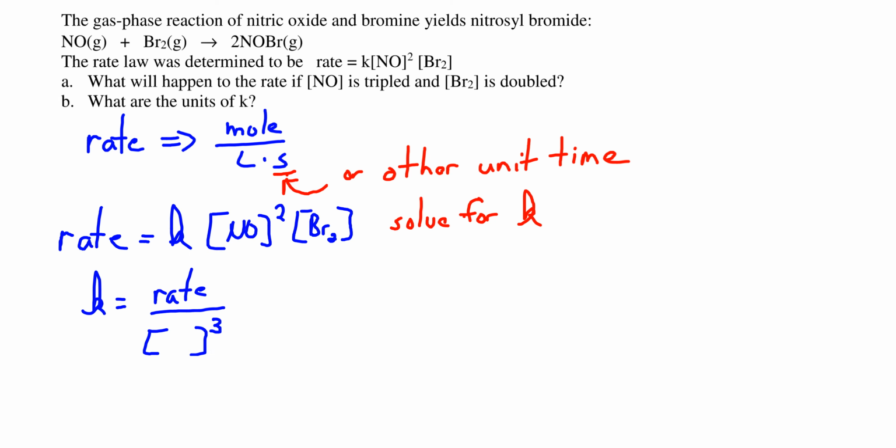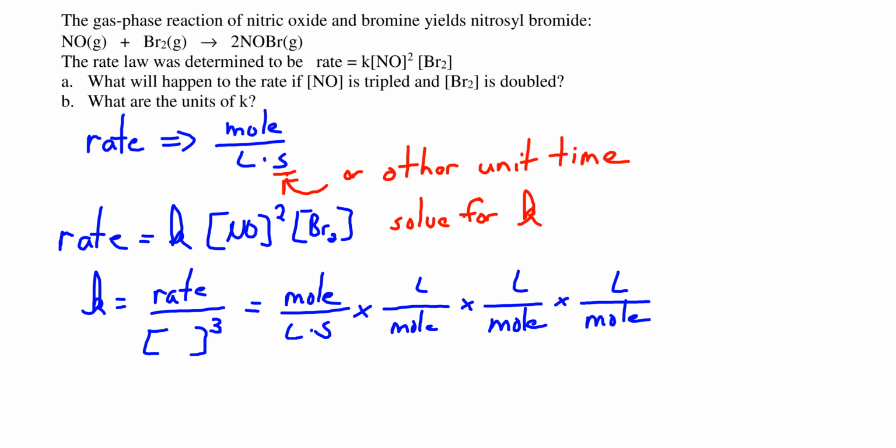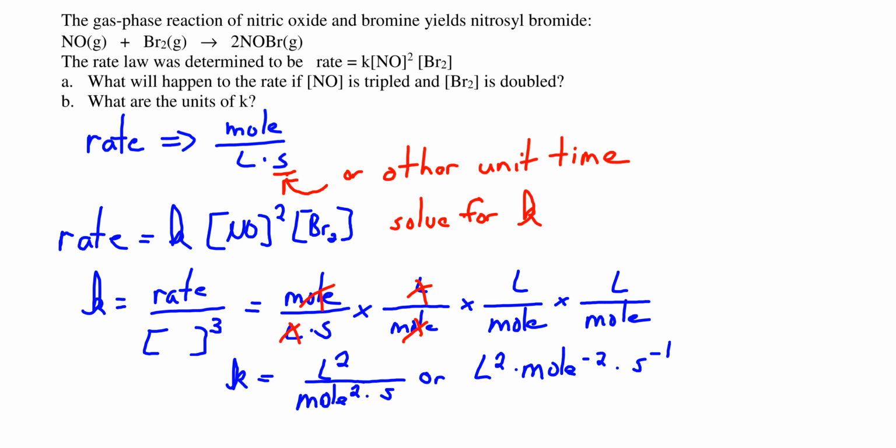All right, so we plug in the rate law that the rate is equal to K times NO squared Br2 to the first power. So if we solve for K, we see K is going to be equal to the rate divided by concentration to the third. All right, and here we have it all written out, and let's just look to see what cancels. The moles cancel, one of the liters cancel, and we can write out our units. And here we have our final answer.